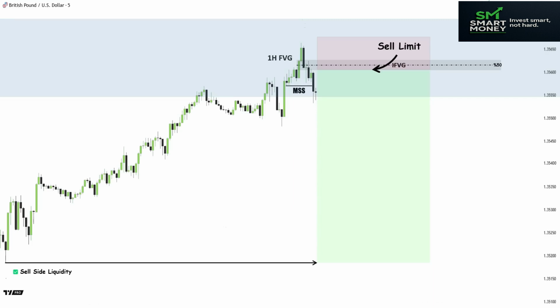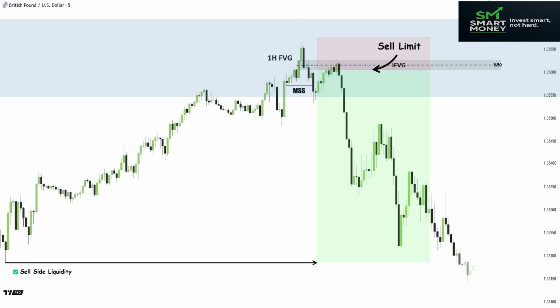Now let's play out the trade and see how it unfolds. As you can see, price pushed a bit higher, triggered our sell limit order, then quickly reversed its direction and drove down with strong bearish momentum, perfectly hitting our take profit. Now let's move on to the next real chart example.